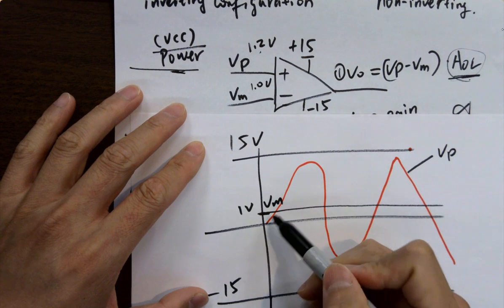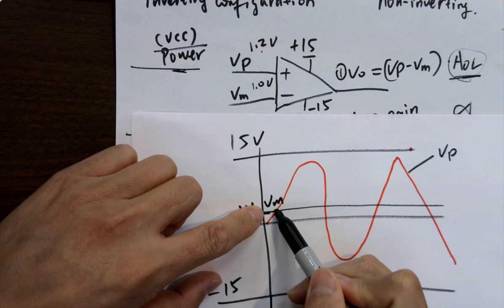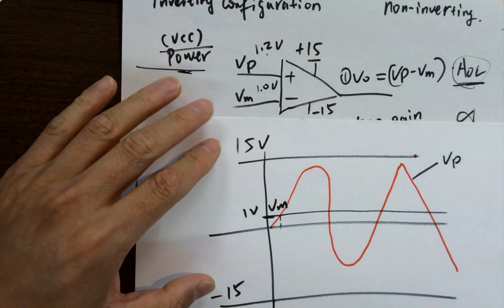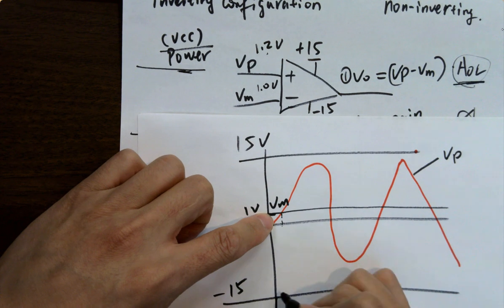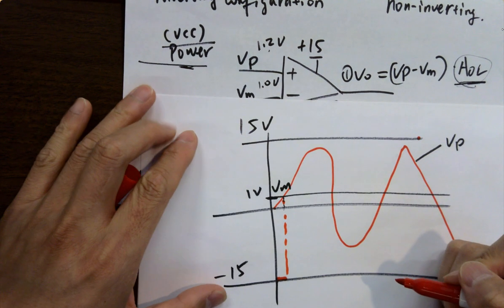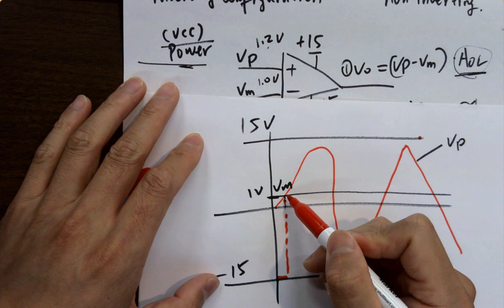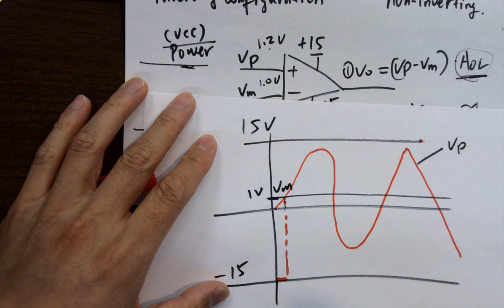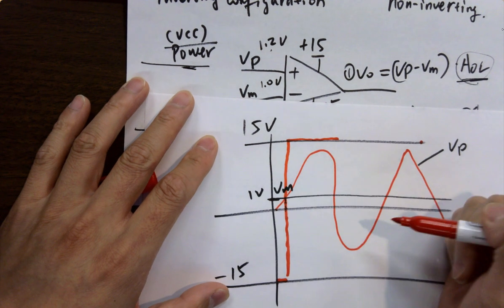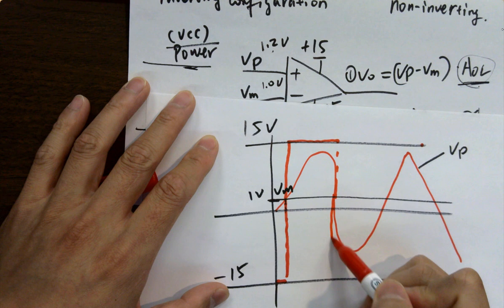So what that means is, for example, starting from here, VP is lower or higher than VM? Lower than VM, right? Before this point, VP is lower. So what are you expecting? Negative 15 volts. Until here, right? What about after? Whenever it's slightly bigger than VM, what's going to happen? It's going to saturate. And last, at this point it's a little bit less than VM. It's going to saturate again.